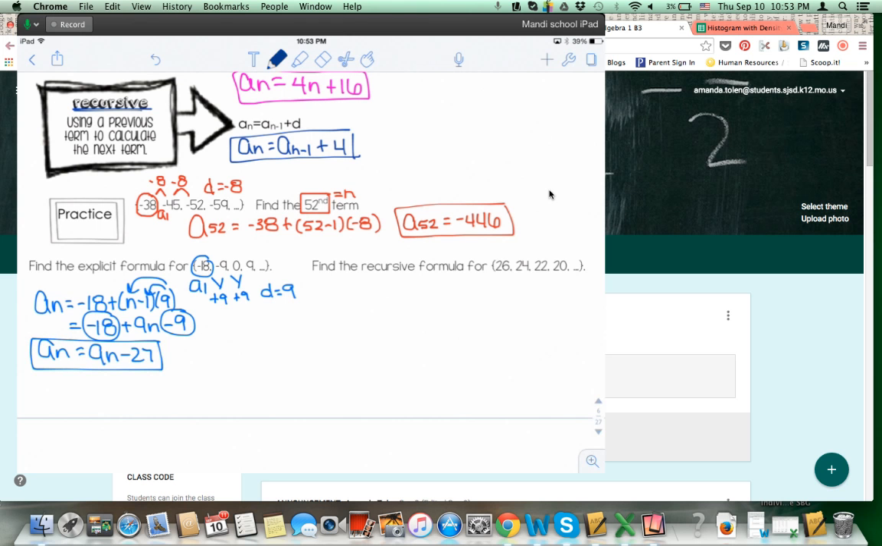Now we have the recursive formula. For the recursive formula, we just need the common difference. So we don't even need to know what the first term is.